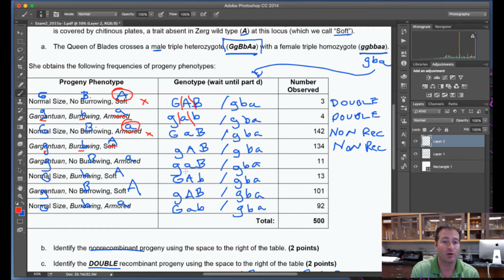These ones are a little bit more challenging. These are the single recombinants. And what you want to do is compare them to the non-recombinants. Okay? So here's a non-recombinant up here, right? And you can see that this little a, big B, those are the same, but we've swapped the G's. So the recombination must have taken place there.